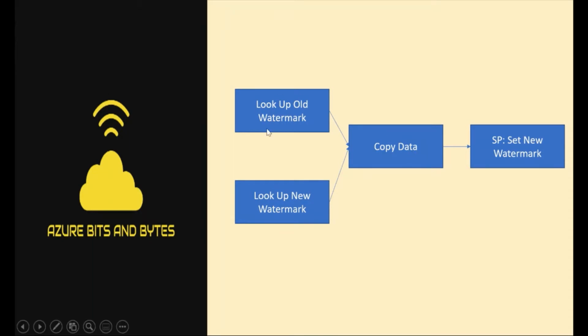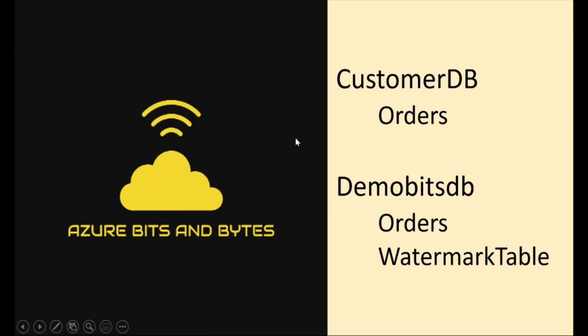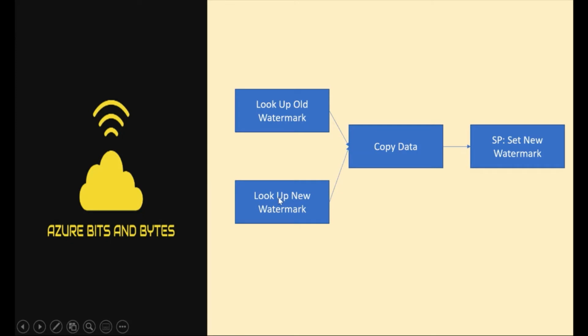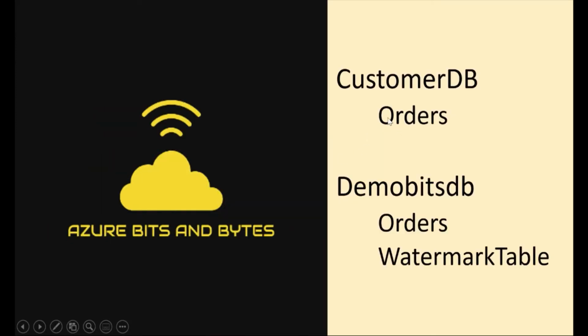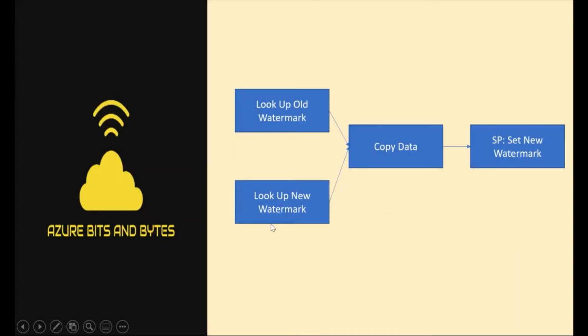The from date will be extracted from lookup old watermark and the to date will be extracted from lookup new watermark. So this lookup old watermark will extract the data from the watermark table. And the new watermark will be coming from the orders table of the customer database. The maximum timestamp value from the customer DB for the orders table will be my new watermark.